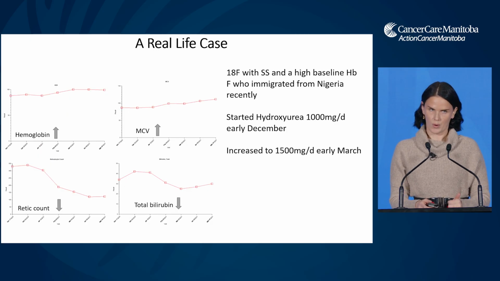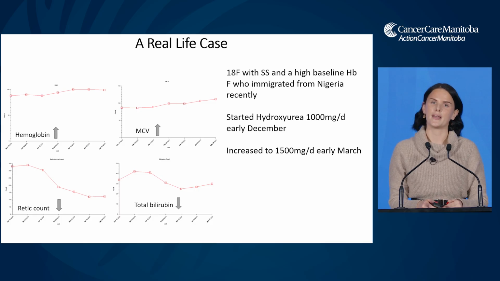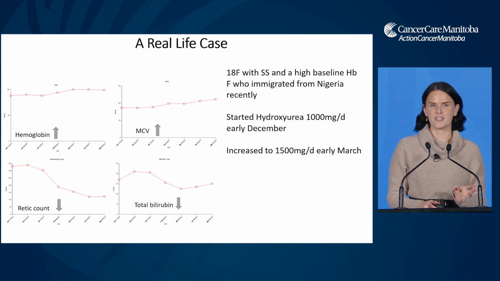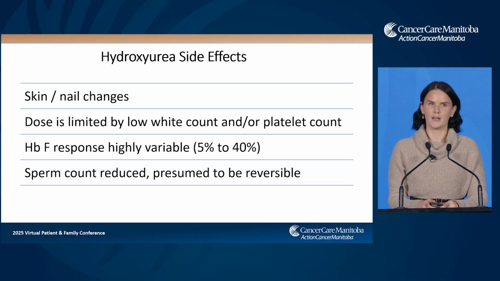If you need a little bit more proof, this is a real case. Now, this is an 18-year-old female. She had hemoglobin SS, and she is one of those who is lucky to have just naturally high fetal hemoglobin. Despite that, we started her on hydroxyurea, and you can see that initially there's this increase in her hemoglobin and reduction in red cell breakdown. We increase the dose even further, and these benefits become even more pronounced. So that just goes to show that if you can increase it, you should.